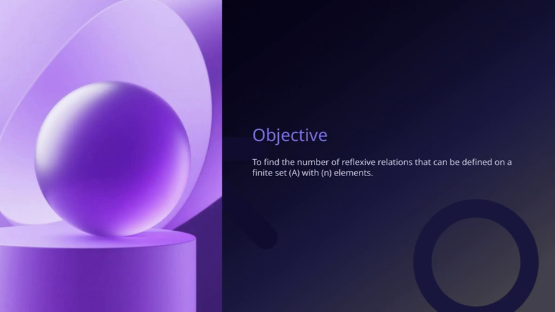Now, since there are n elements, the total number of pairs in the Cartesian product A times A is n squared. Out of these, n pairs are the diagonal pairs where the elements are the same, and these are fixed. They must be present for the relation to be reflexive. The remaining n squared minus n pairs are the off-diagonal pairs, where the elements are different. For each of these off-diagonal pairs, we have two choices, include it or not. Putting it all together, the total number of reflexive relations on set A is 2 raised to the power of the number of these off-diagonal pairs.